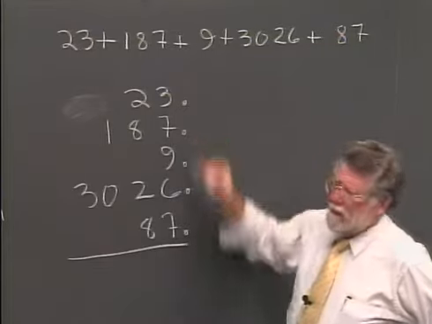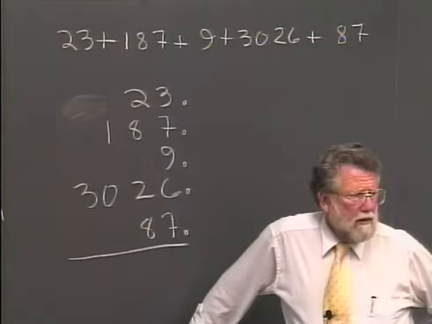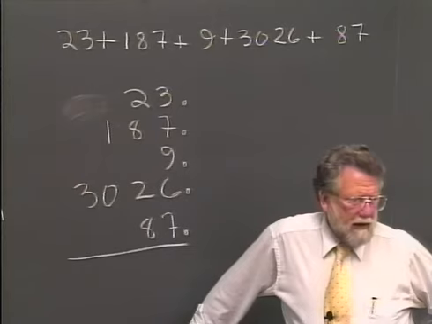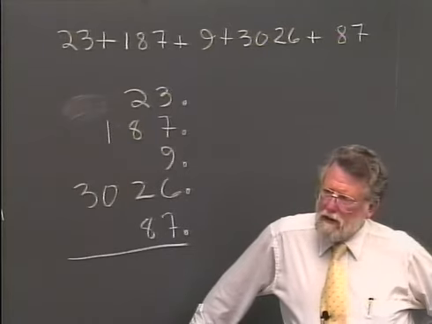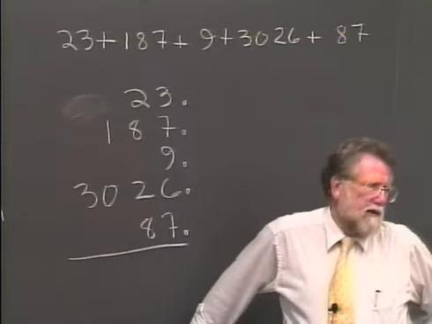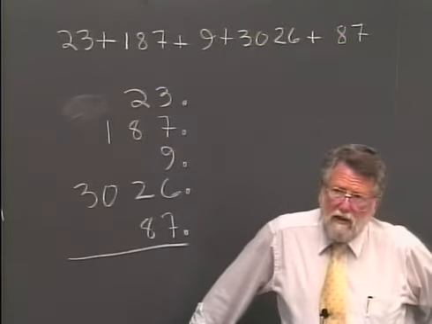Now, I put decimal points here because technically, after every number, there's a decimal point. We don't usually write it unless we want a digit after the decimal point. But it's there. It's the unseen decimal point. So I lined them up.